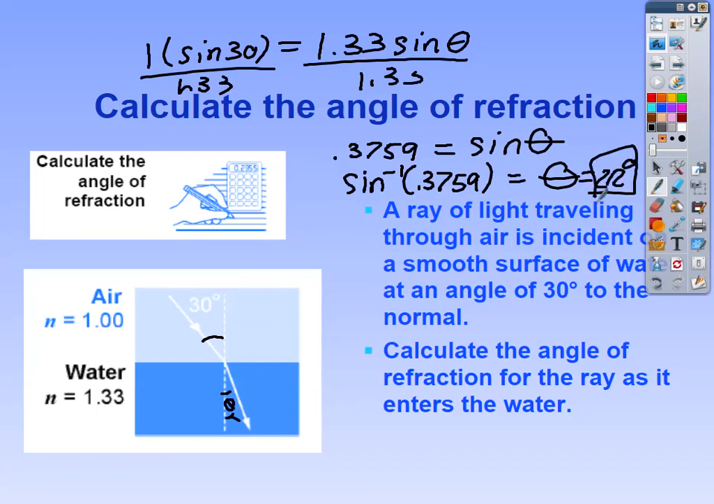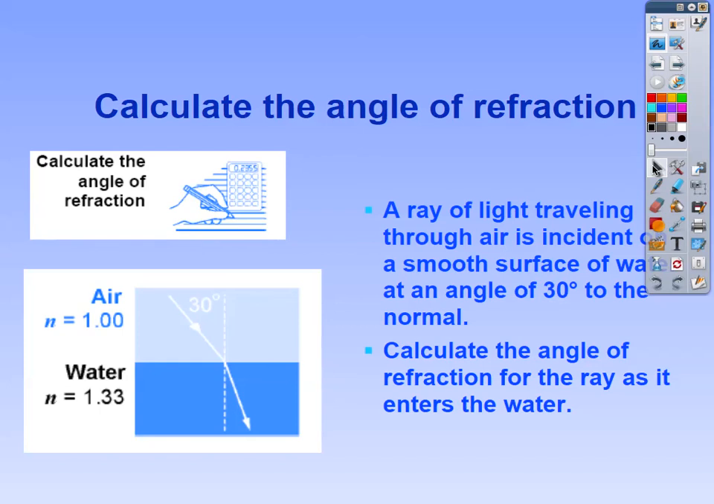22 degrees is the angle of refraction, which makes sense, because again, we're going to a more dense material, so it should bend toward the normal, it should decrease. Okay? It should get smaller. So again, that's one way to check your work as you go through it.